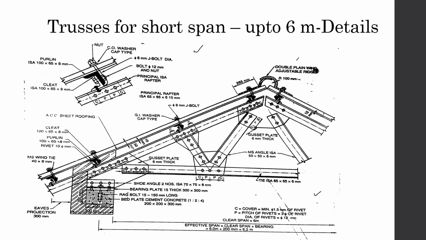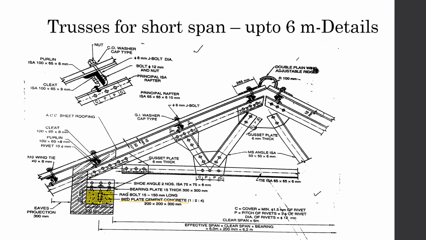Now let's go over the details for trusses for short span, which is up to 6 meters. Now we'll begin with the thing which we started the terminology from. So here, this is the concrete block which we studied in the terminology also. So this concrete block is there, and since it creates a bedding for supporting the truss, it's also called a bed plate cement concrete block.